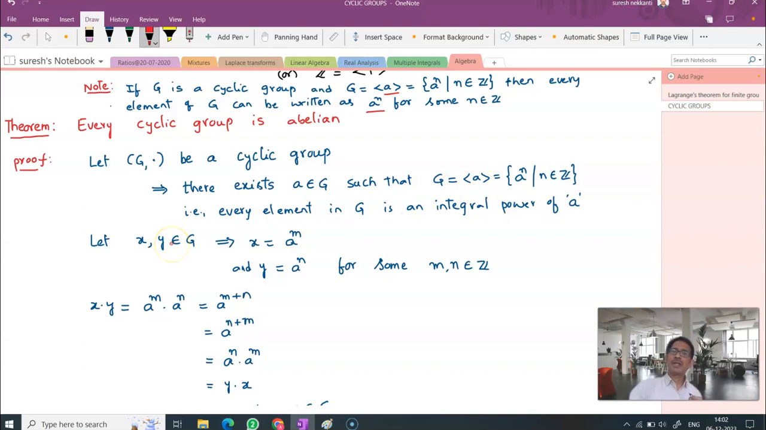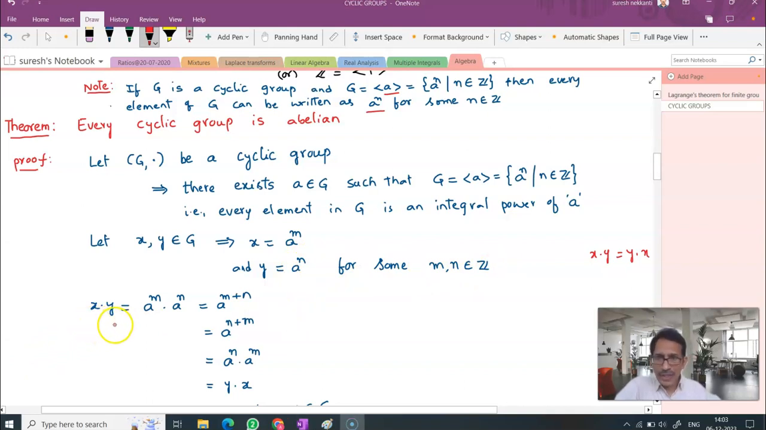Now, what is our claim? Our claim is to prove that G is abelian. What is the abelian property? If x and y are two elements in G, we have to prove that x·y is equal to y·x. That is the abelian property, or commutative property. So, let us take two elements in G. Because x is in G and G is generated by a, x can be written as some power of a, that is a^m. Similarly, y is a^n, where m and n are integers.